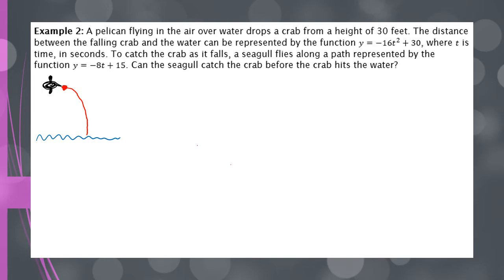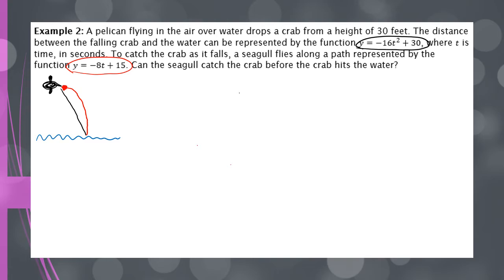At which point, the pelican decides that it's going to nosedive to the water, and so it takes a path like this. And the question is, is the seagull going to catch the crab before it hits the water? So I have two equations. This equation here, that's the path of the crab falling out of the pelican's mouth. And then the other equation is this right here, and that's the path of the seagull. Oh, I just realized that it says pelican and seagull. But either way, the bird that flies in a straight path to see if he can catch the crab.